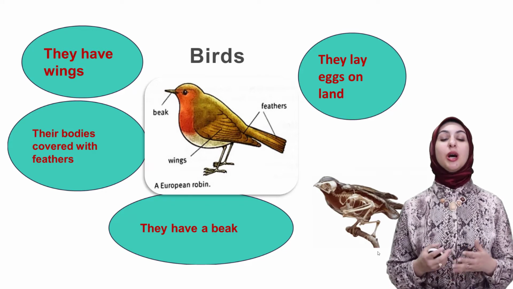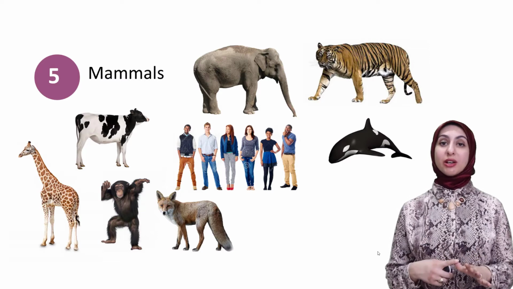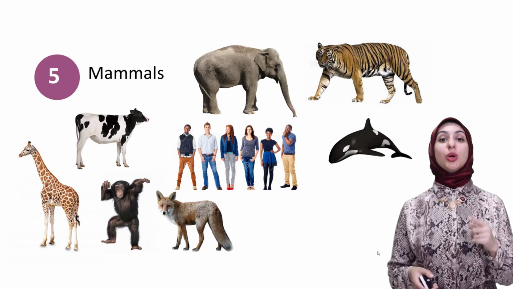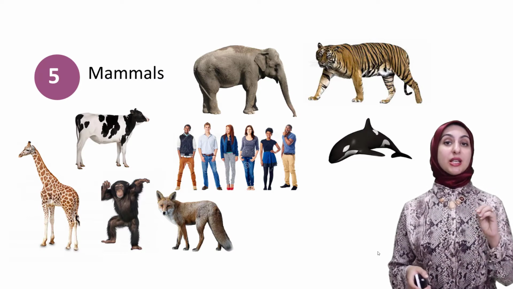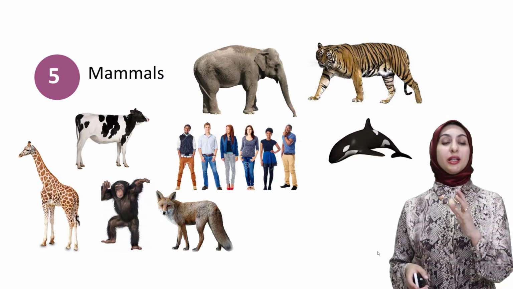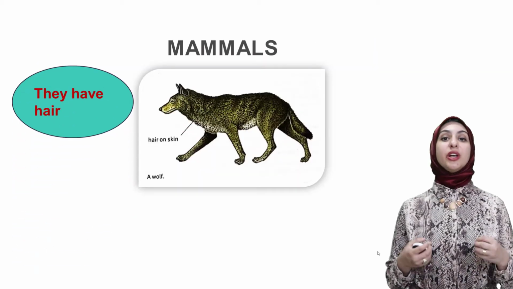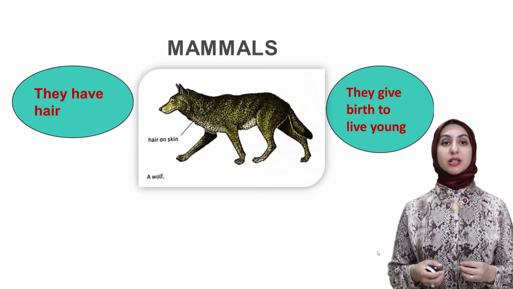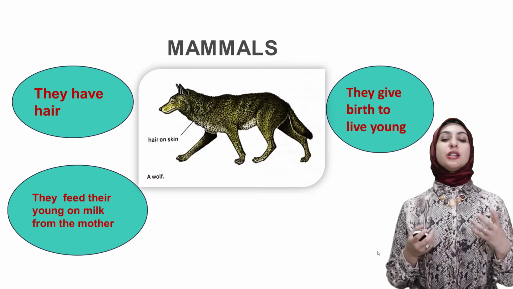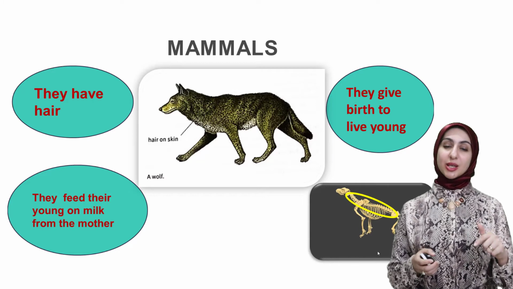The fifth group here, mammals, like elephant, tiger, cow, giraffe, monkey, wolf. We as humans are mammals. And whale. Whale also is a mammal, and today we are going to know why we classify whale as a mammal. Mammals have hair. They give birth to live young. They feed their young on milk from the mother. And this is the skeleton of a wolf which has a backbone.